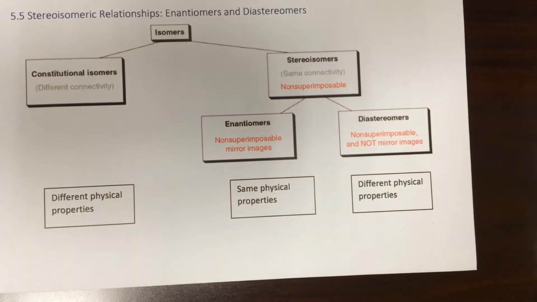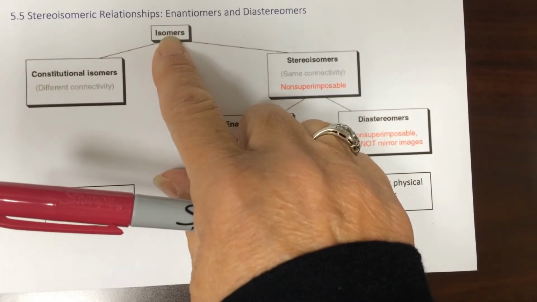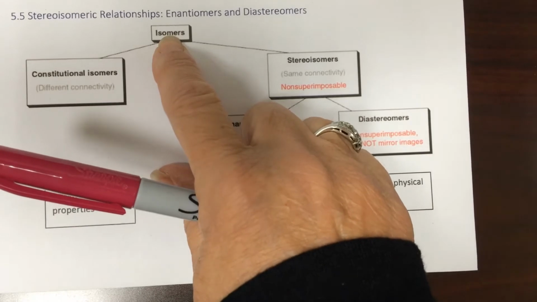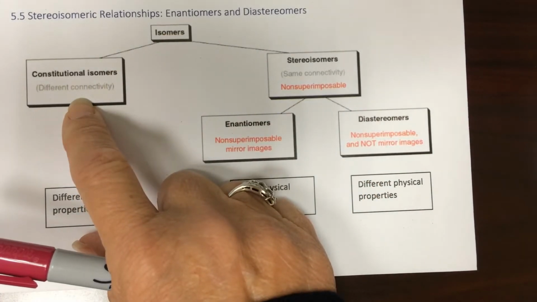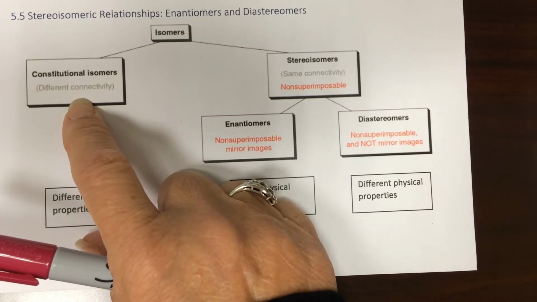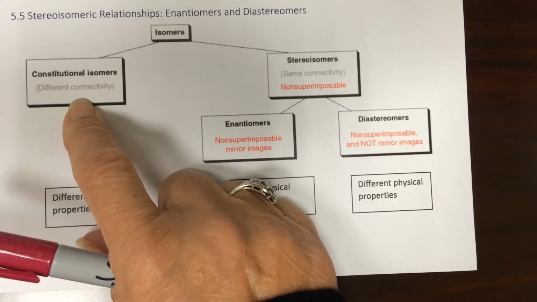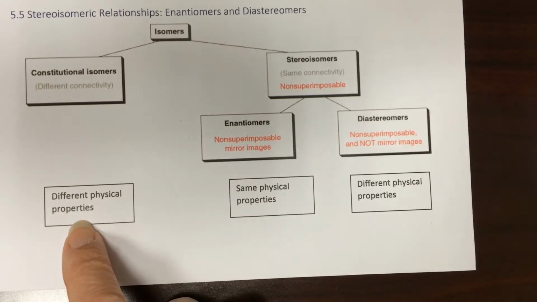So this is the beginning of the same thing we started with before. We've got isomers, which means they're made of the same parts. Constitutional isomers are put together differently. This was the example where we had ethanol and ether. We changed the position of the oxygen atom, and we get very different physical properties.